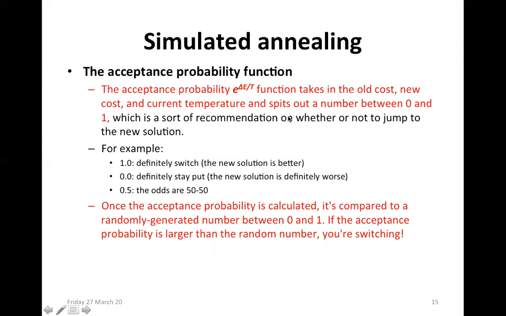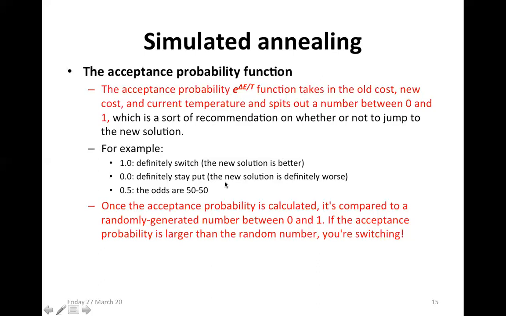So this number from 0 to 1 is a sort of recommendation on whether or not to jump to the new solution. On the value of this number, we can decide whether we have to jump toward the next state or not. For example, if my value is 1.0, which means probability 1, what does it mean? It means definitely switch to the next state. The new solution is better. If my probability value is 0.0, then this is not good and I have to stay at the current state. Definitely stay put, at the state on which I already am.